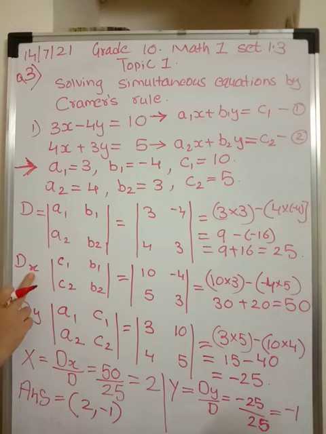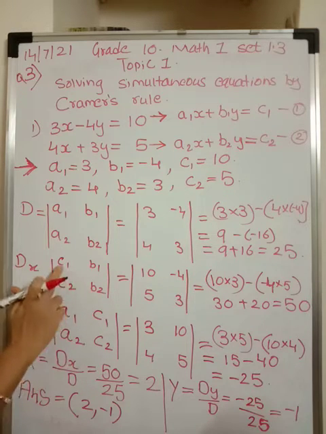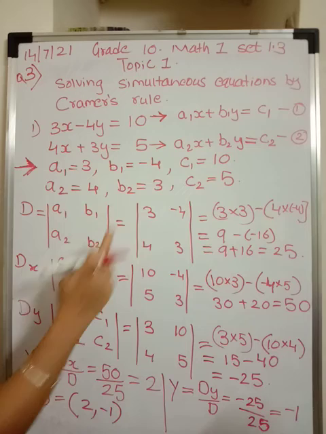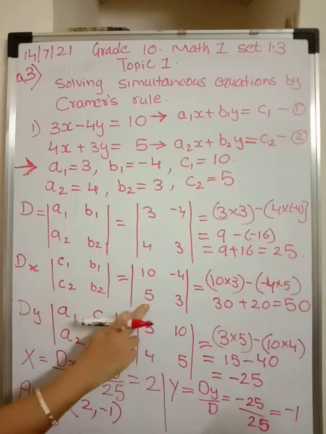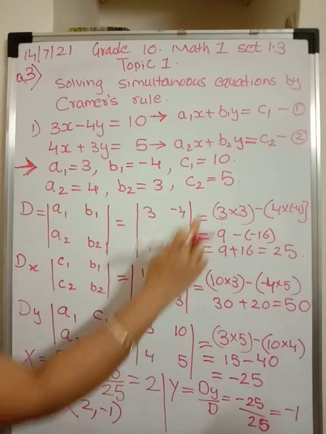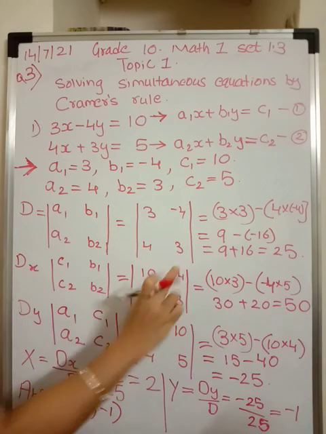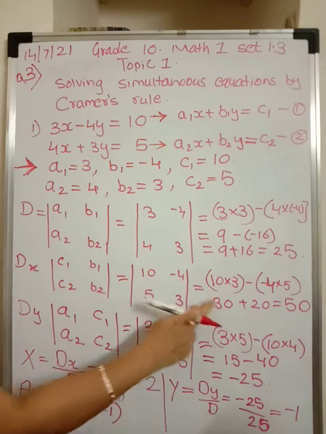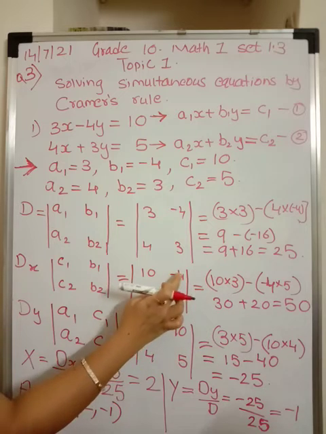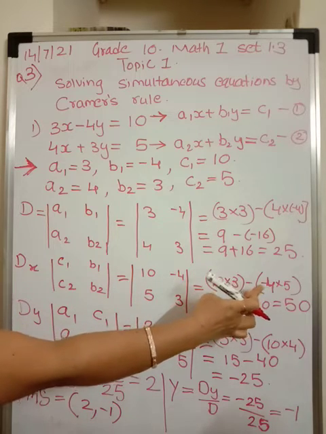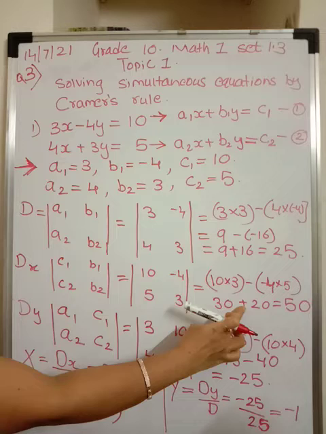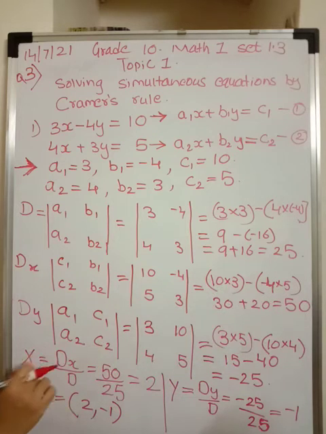Similarly dx: c1, c2, b1, b2. c1 is 10, so I am writing 10 here. c2 is 5. And b1, b2 remain the same: minus 4, 3. Now 10 threes are 30. Minus 4 into 5 is minus 20. Minus into minus becomes plus. 30 plus 20 is 50.